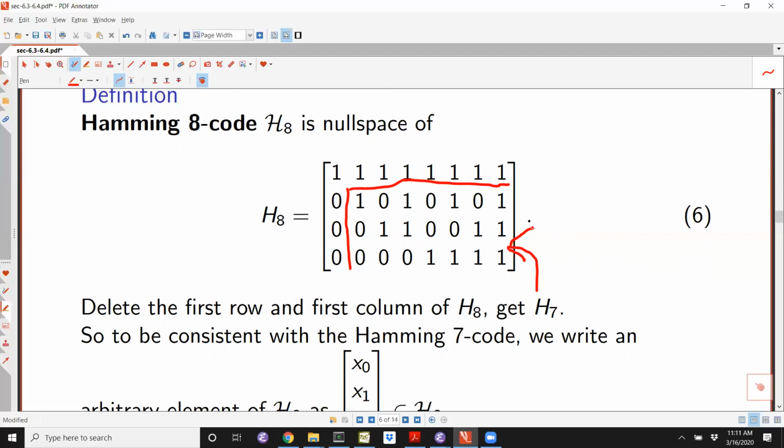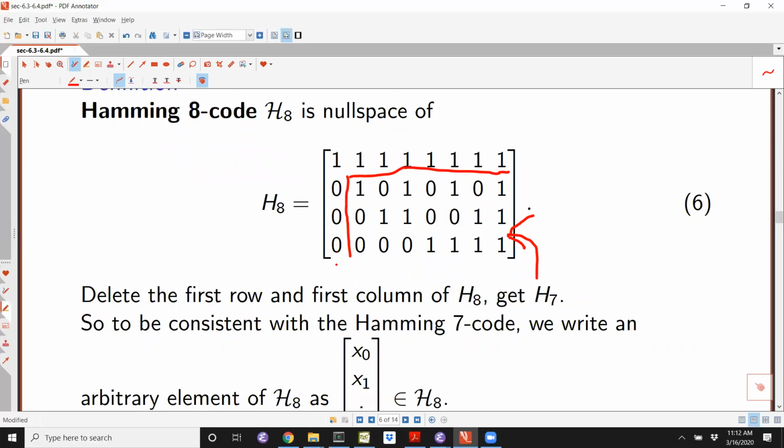So if I delete the first row and first column of H8, I get H7. And so to get H8, what I did is I took H7, the parity check matrix for the Hamming 7 code, and I add a row of all ones at the top, and I add some zeros in the front.